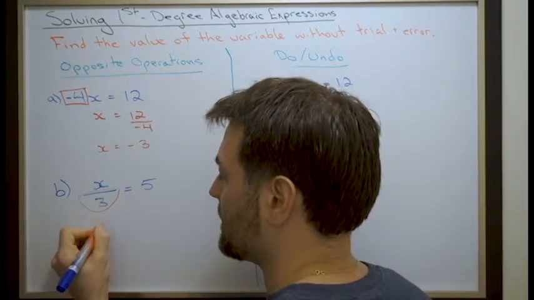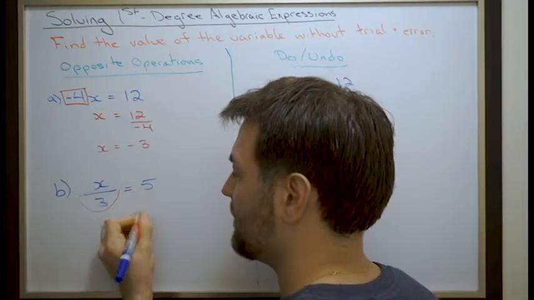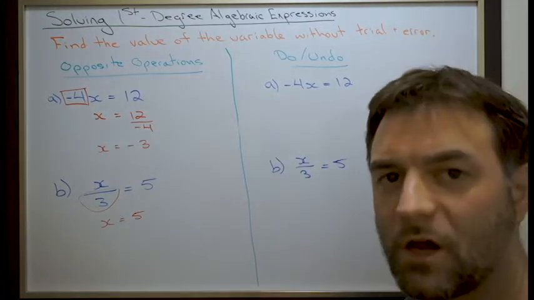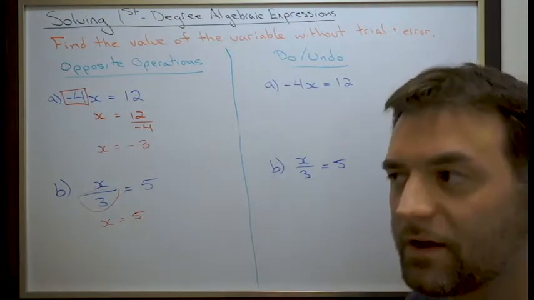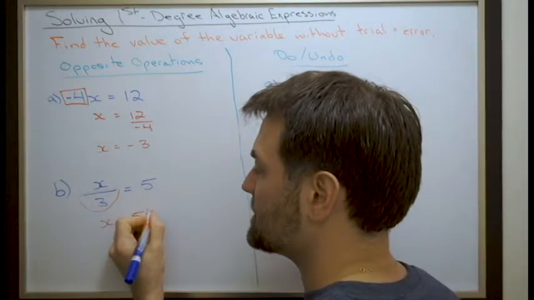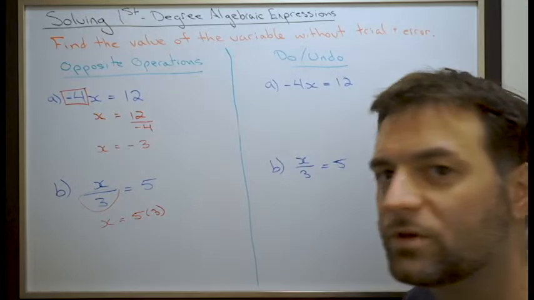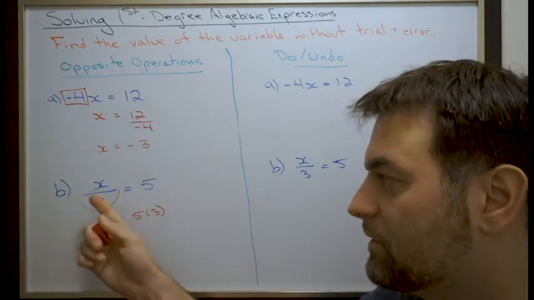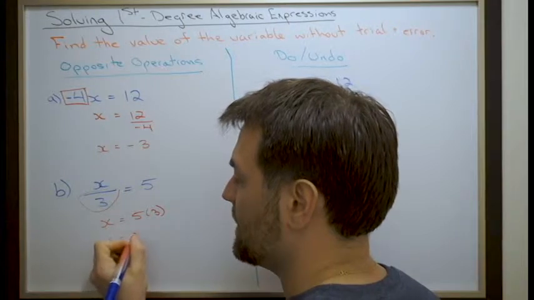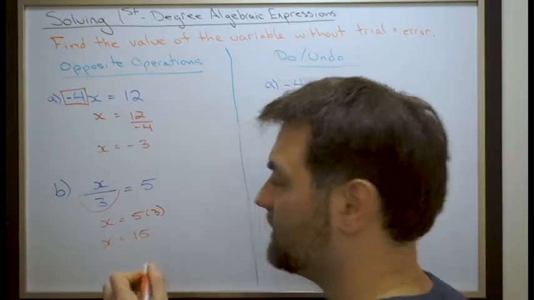So x and 5 stay. And we were dividing by 3, so the opposite operation of dividing by 3 is multiplying by 3. Again, we don't change the sign, we just change the operation from division to multiplication. And we have 5 times 3 is 15.